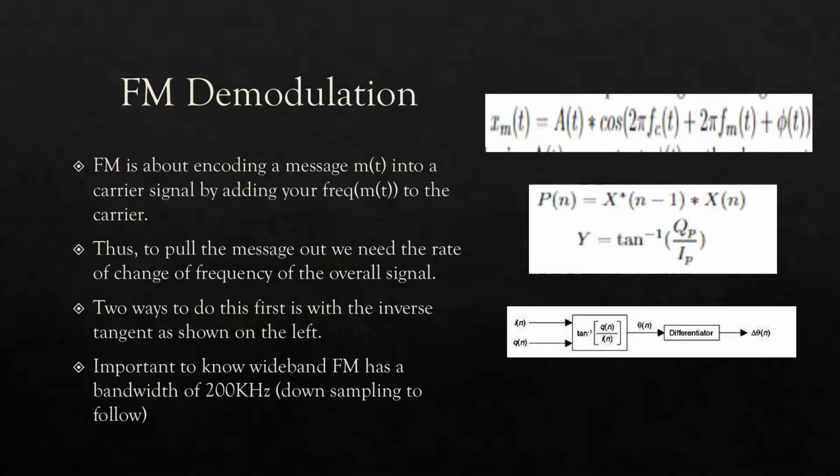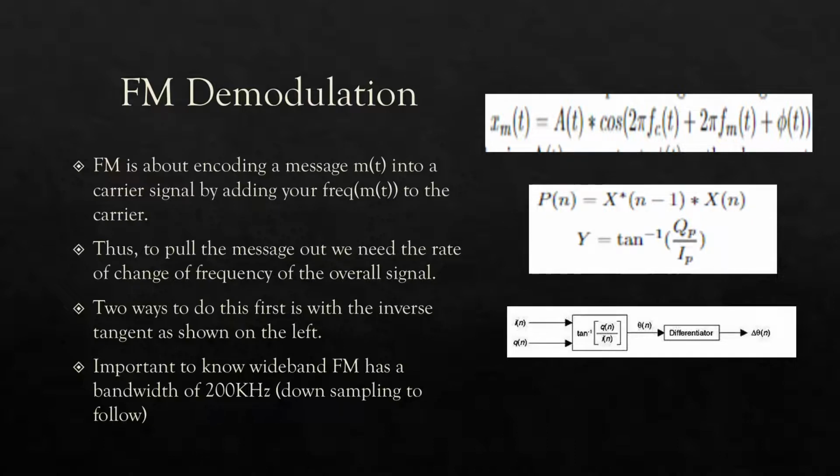And so you really only have this 2 pi f of the carrier frequency plus the 2 pi f of the transmitted message. To pull these apart, we really need to find the change in frequency, because we're transmitting these IQ signals at some known rate, and when we take the derivative of the change in frequency, we get out our message. Our message frequency is what we want.